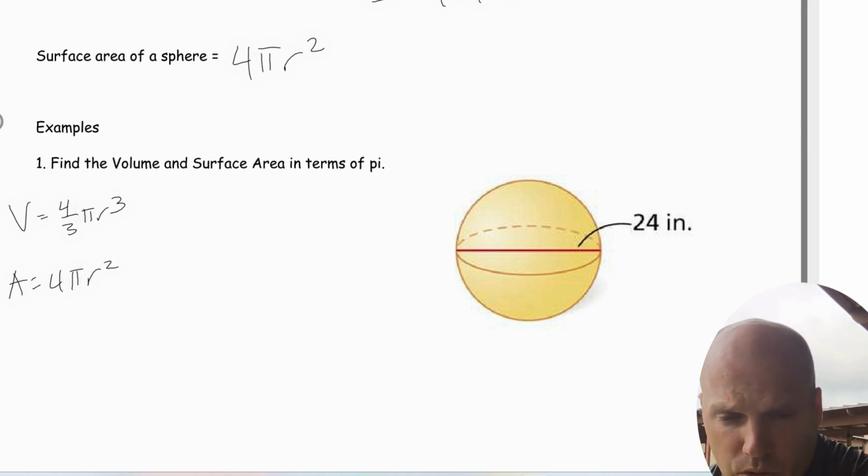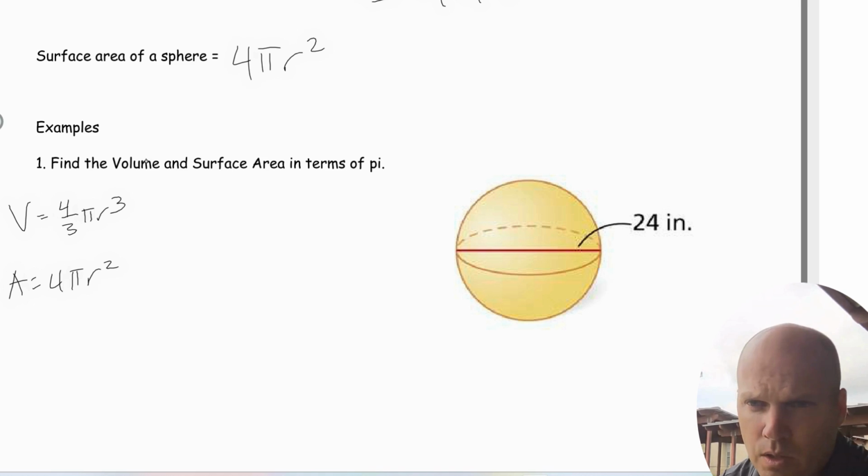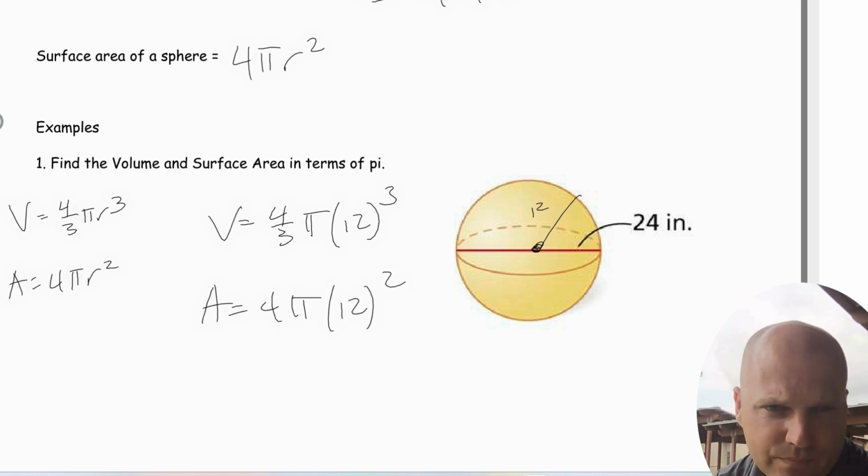Okay? The rest of the questions that you will have will involve you using these formulas. You're asked for the volume and the surface area. Well, all you need is the radius. The volume would be 4/3 pi times 12 cubed, whatever that number ends up being. Area would be 4 pi 12 squared. No big deal.